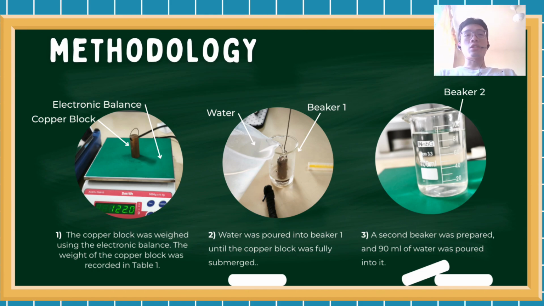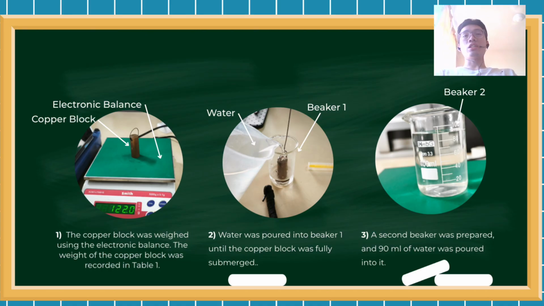Next is our methodology. First, the copper block was weighed using the electronic balance, and the weight of the copper block was recorded in table 1. Second, water was poured into beaker 1 until the copper block was fully submerged. Third, a second beaker was prepared, and 90 millilitres of water was poured into it.